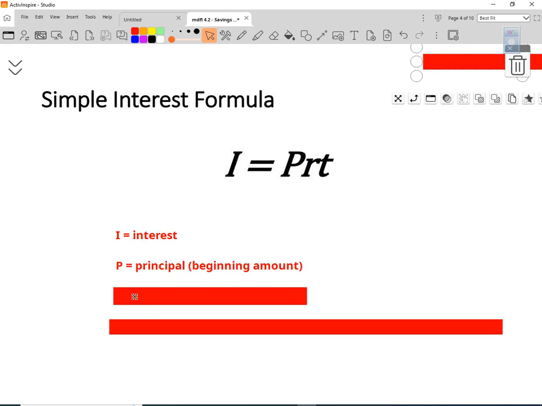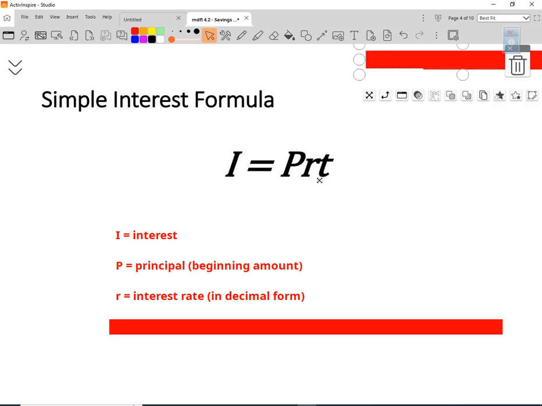P stands for the principal or the beginning amount. If you borrow money, it's the amount that you borrow. If you're loaning money out, it's the amount that you loan someone. It's the beginning amount, so it's not what you would get paid back in the end. You would get paid back principal plus interest. R is interest rate, and that's always going to be in decimal form.